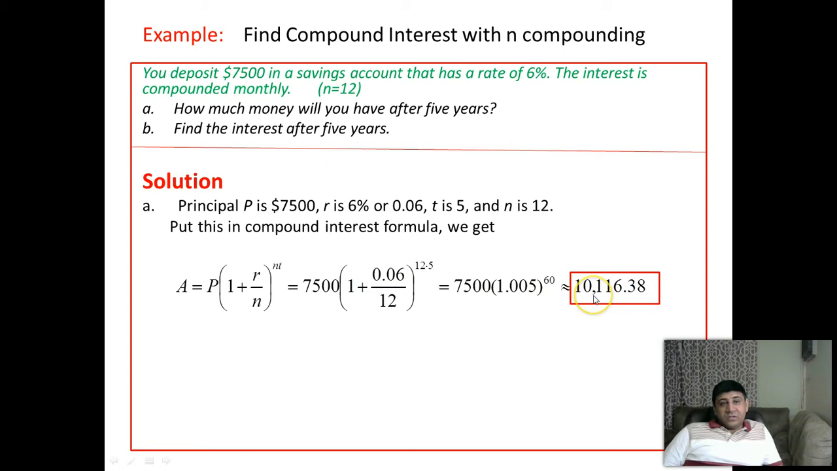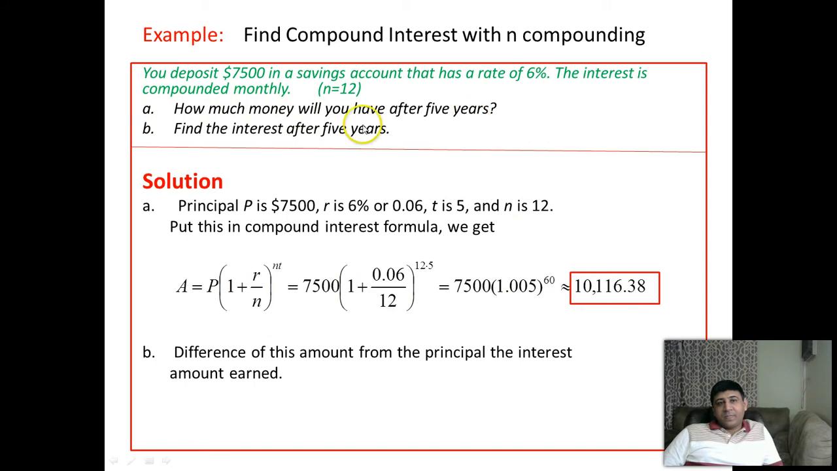Okay, so this is your future value after 5 years. You start with $7,500 and you end up with $10,116, a little bit more in cents. Okay, so this much money you will have in the account after 5 years.